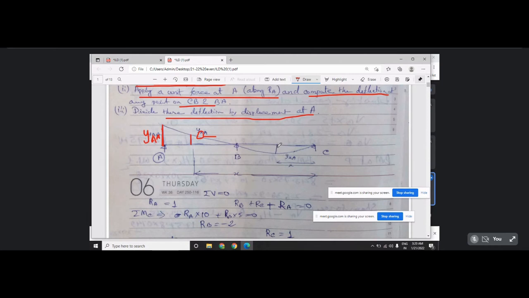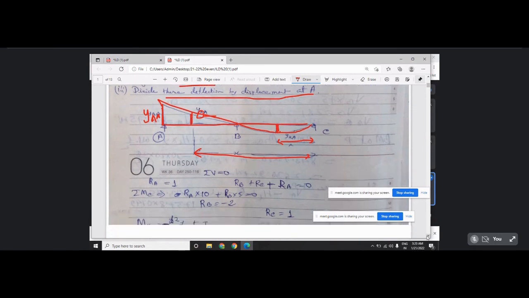Now divide the beam into two sections, the BC portion and the AB portion, that means this portion and this portion. So this is your deflected shape. So I call this YXA, at x distance from point C. What should be the bending? And at x distance from the AB span, what should be the deflection? So first, let us see.